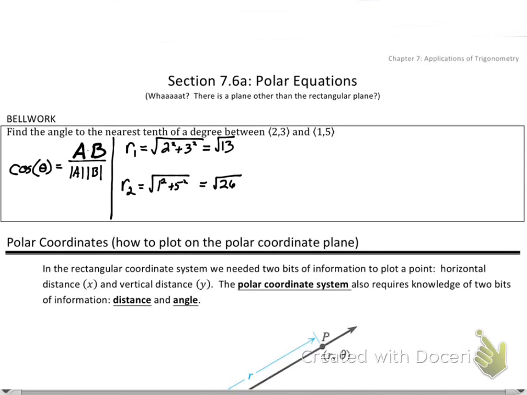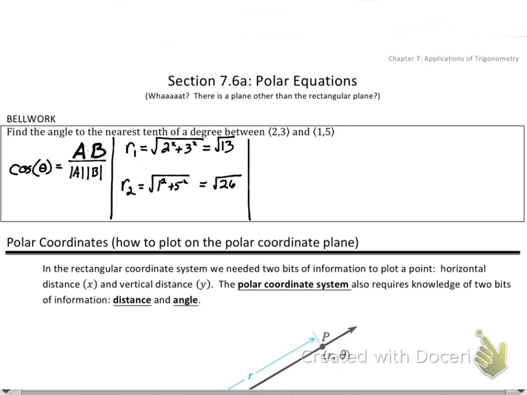Okay. So those are our magnitudes. So that's magnitude A and magnitude B. That's what's on our denominator. That's what those absolute value bars are showing me. It's magnitudes. Okay, so we have both of those.